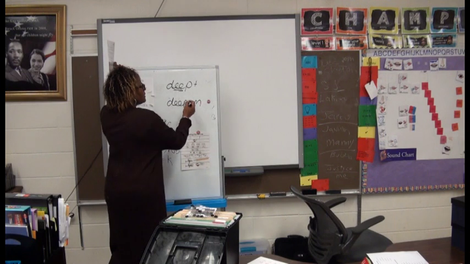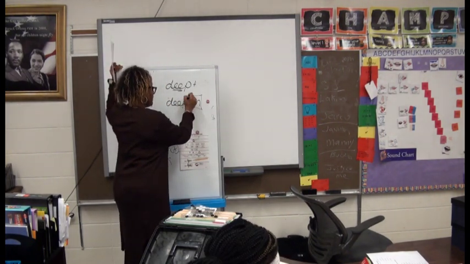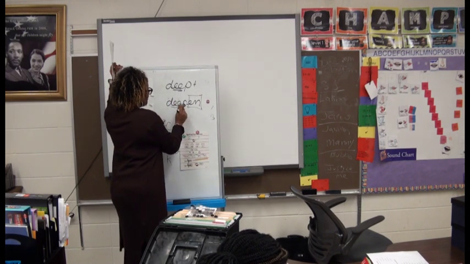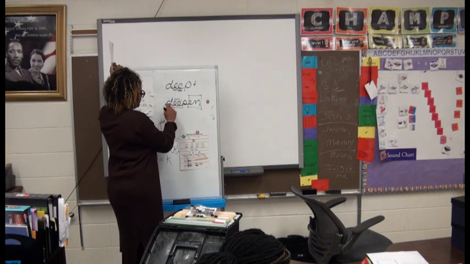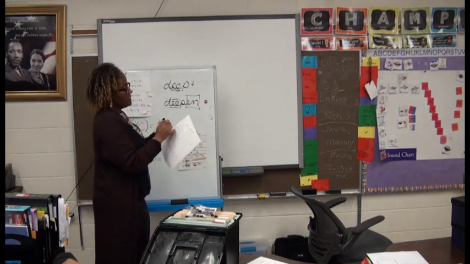Now let's go ahead and code it. When we code it, we're going to box the E-N. We're going to underline the digraph and put a macron over the E because it's long. Deepen. Let's do one more word.